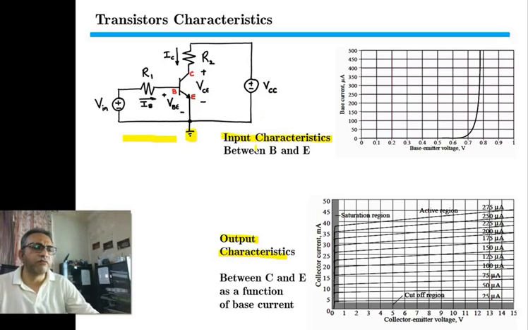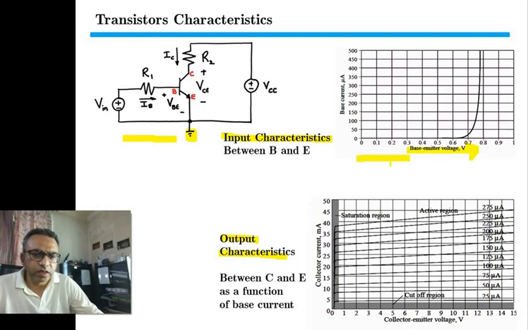However, in the case of input characteristics, we only need to study the input voltage, the Vin, the base current, and VBE. The base current and VBE will determine the input characteristic. And this graph shows the input characteristics of a BJT transistor. On the x-axis is the base emitter voltage, and on the y-axis is the base current.